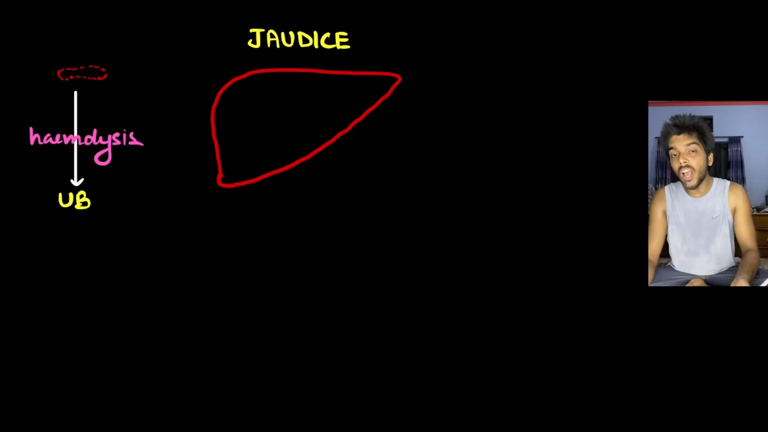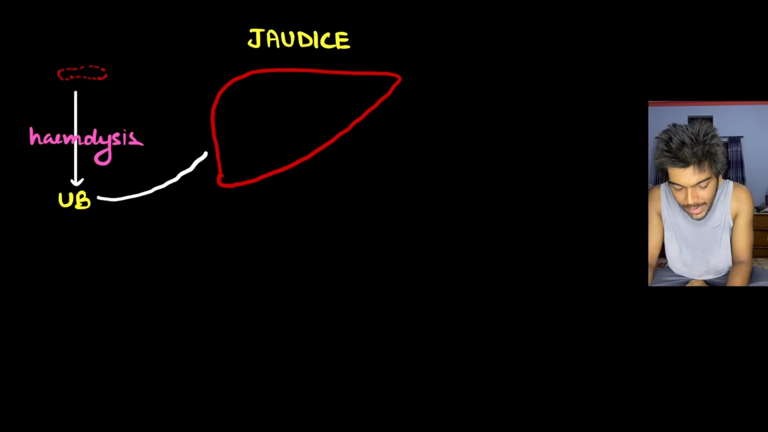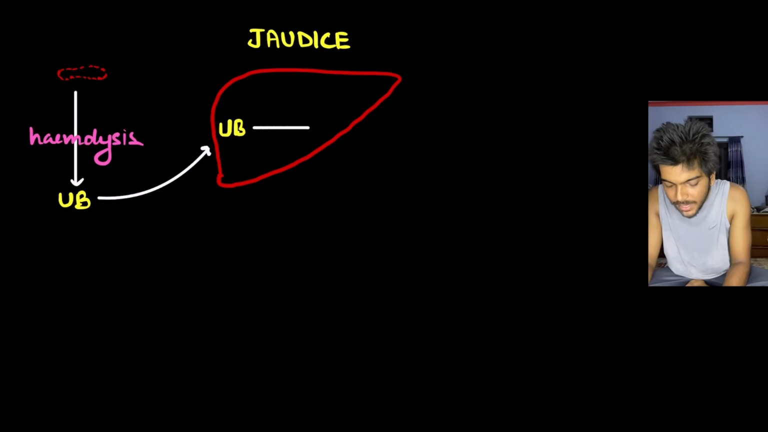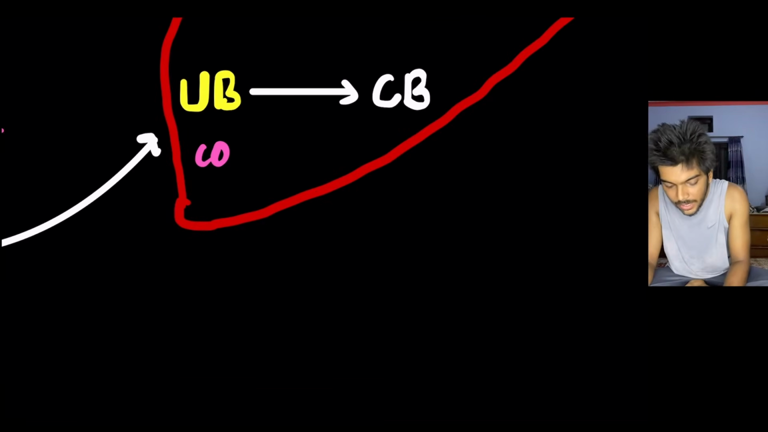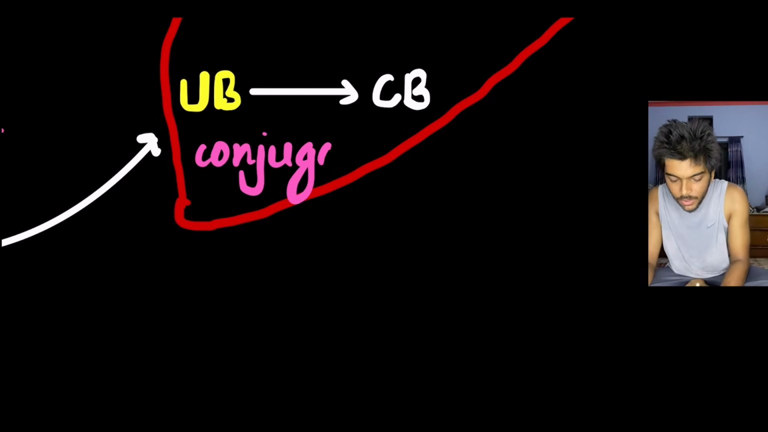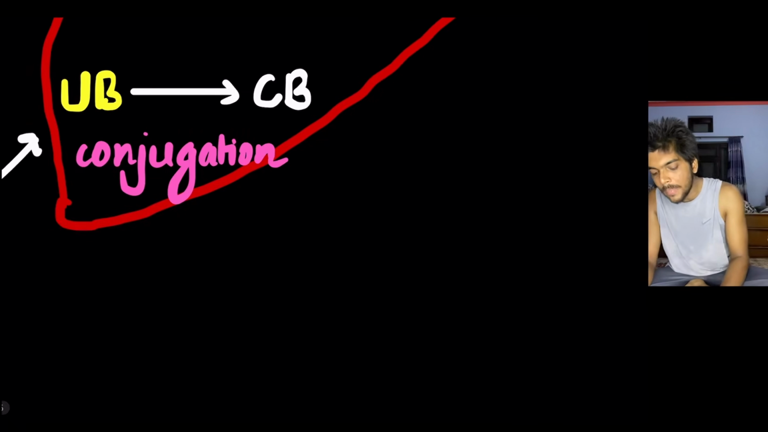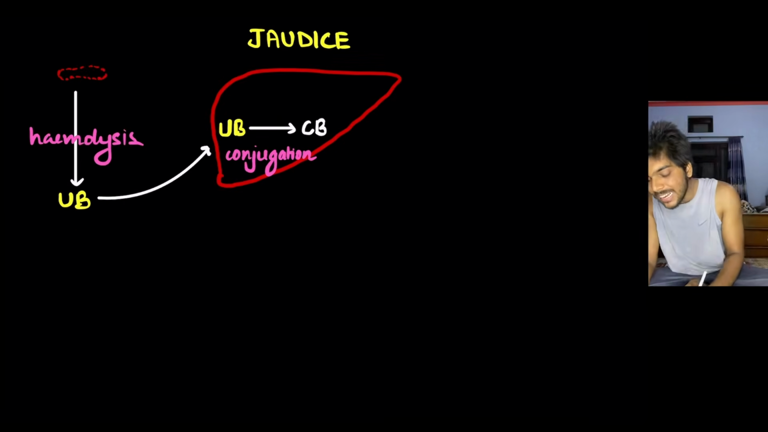After hemolysis, the unconjugated bilirubin present within your blood is carried to your liver by albumin. So unconjugated bilirubin is first taken up by the liver cell. Then the process of conjugation takes place, which converts unconjugated bilirubin to conjugated bilirubin. Conjugated bilirubin is water soluble and excretable. The process that allows this conversion is conjugation. After that, conjugated bilirubin from the hepatocyte is secreted into biliary canaliculi.